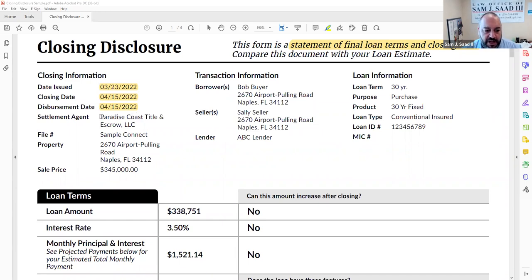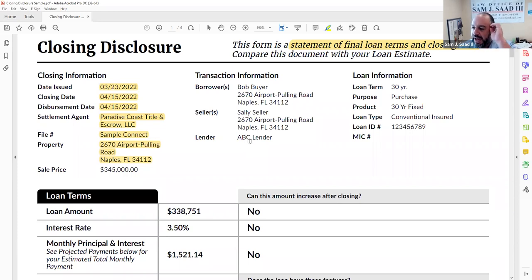Next up, of course, is the settlement agency. That's me, Paradise Coast Title and Escrow. Our file number is next, followed by the property address of the property being sold. And then, of course, the sale price, in this case, $345,000. Up next is the contact information for the borrower and the seller and the lender.